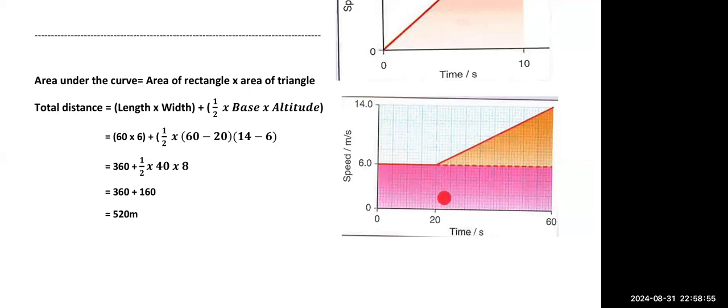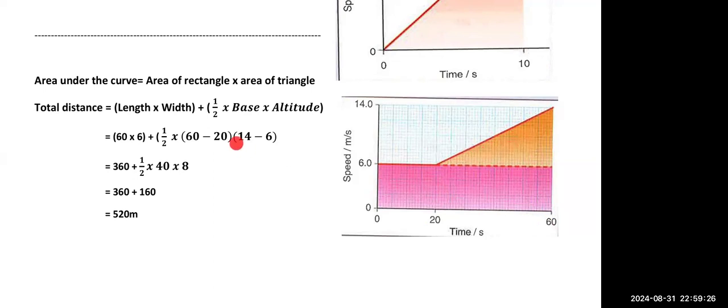This is the pink shaded area. This shows that initially from 0 to 20 seconds, the speed of the object is constant. Then it is accelerating, meaning it is moving with constant acceleration from 20 to 30 seconds. So we divide this curve into two parts. One is the pink shaded area, that is a rectangle. The other is the brown shaded area, that is a triangle.